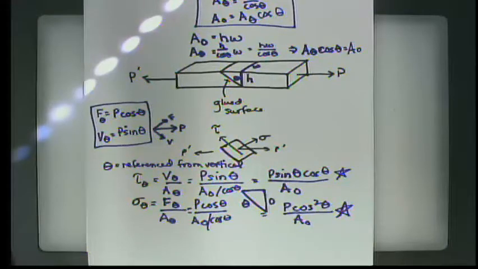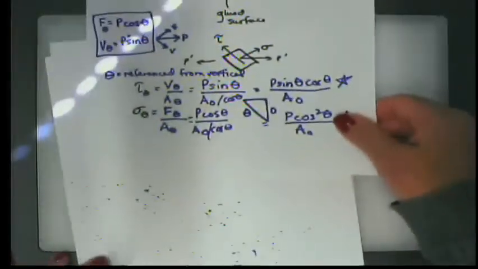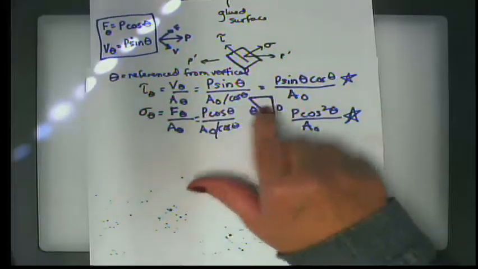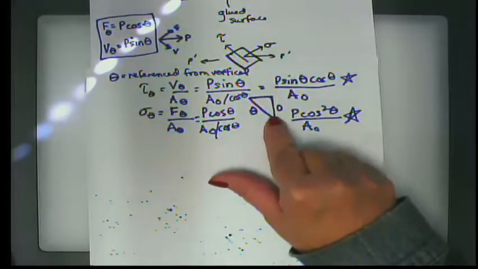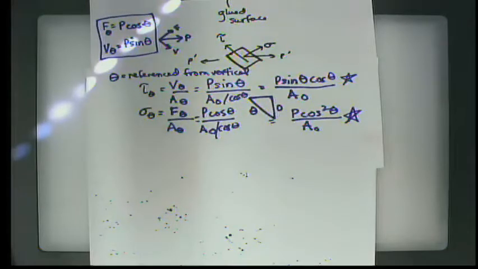Right? So how do we use this in the last 5 minutes of class? Well, the only thing that we really need to do is to look at these equations and then make sure that you are referencing theta from the vertical. If you're referencing it from the horizontal, you need to subtract it from 90, and then you can do the problems.